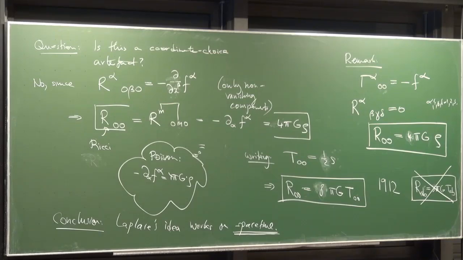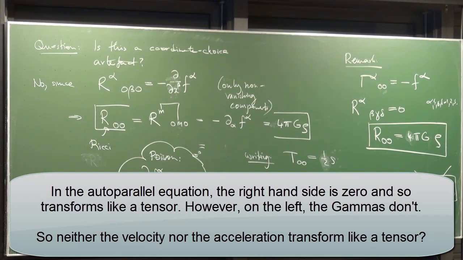Yes? I have a question on the autoparallel equation. The right side is 0. This certainly transforms as a tensor. On the left side there is x double dot and gamma x dot. Gamma does not transform as a tensor, but the x double dot neither. Thank you for the question. Very good question.